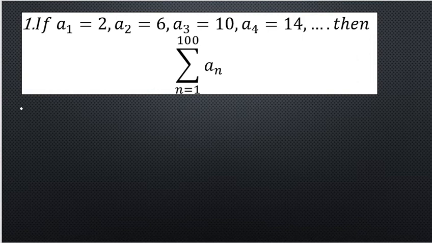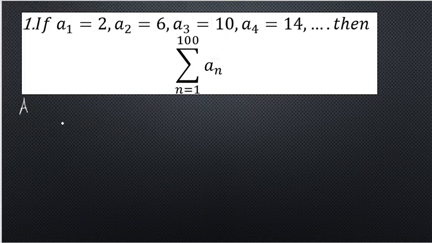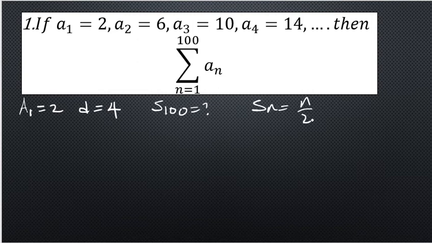So the first term A1 is equal to 2 and the common difference is 4. The difference between the first and the second, and the second and the third, continues in that way. We are asked for the sum of this sequence from 1 to 100, so sum of 100 we are asked. We know that the sum of n formula is n over 2 times A1 plus An. This is the formula for sum of n.